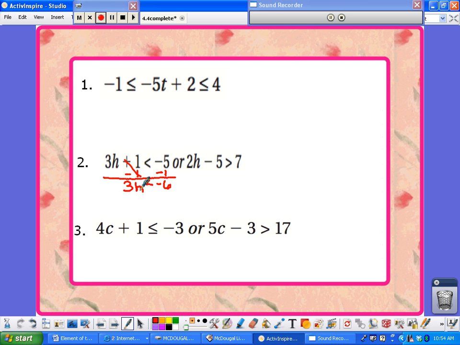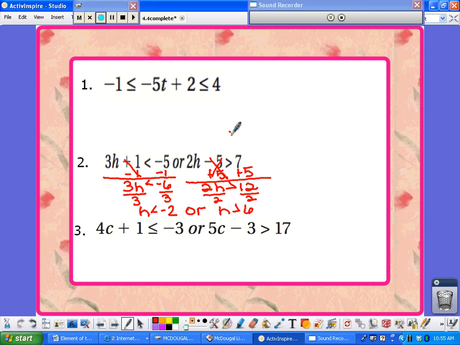To get h by itself, these are being multiplied, so I'm going to divide by 3. Now, I divided by a positive, so I don't have to flip the sign, so h should be less than negative 2. And I'm going to write my OR sign here. Now let's work on this problem. I'm going to add my 5 to both sides, draw a line, bring down my inequality sign. 7 plus 5 gives me 12. These cancel, and I have 2h. To get h by itself, I divide by 2. And h is greater than 6.